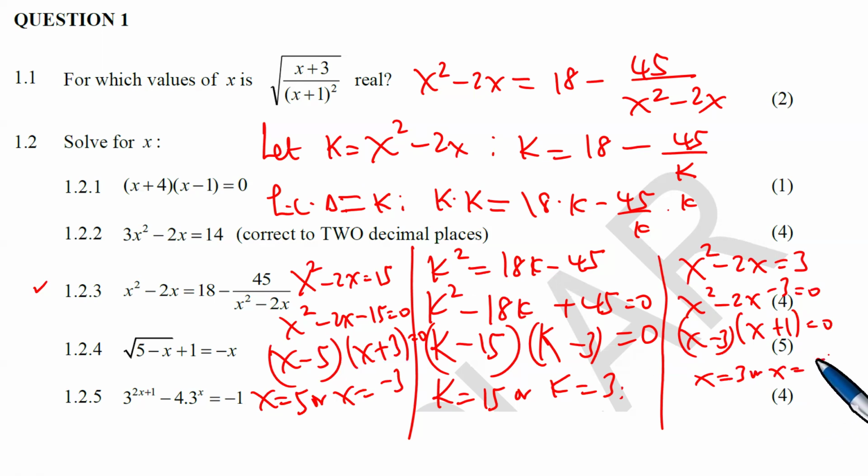Take note of the solutions here. What are the answers? x is 5, x is minus 3, or x is 3 or x is minus 1. These are the four roots of the equation in 1.2.3. Next question.